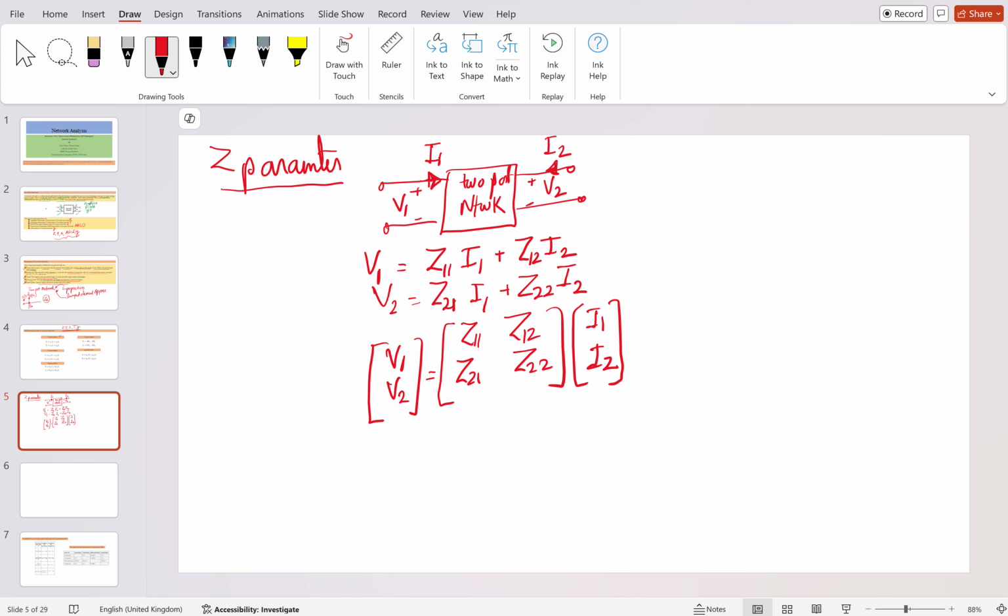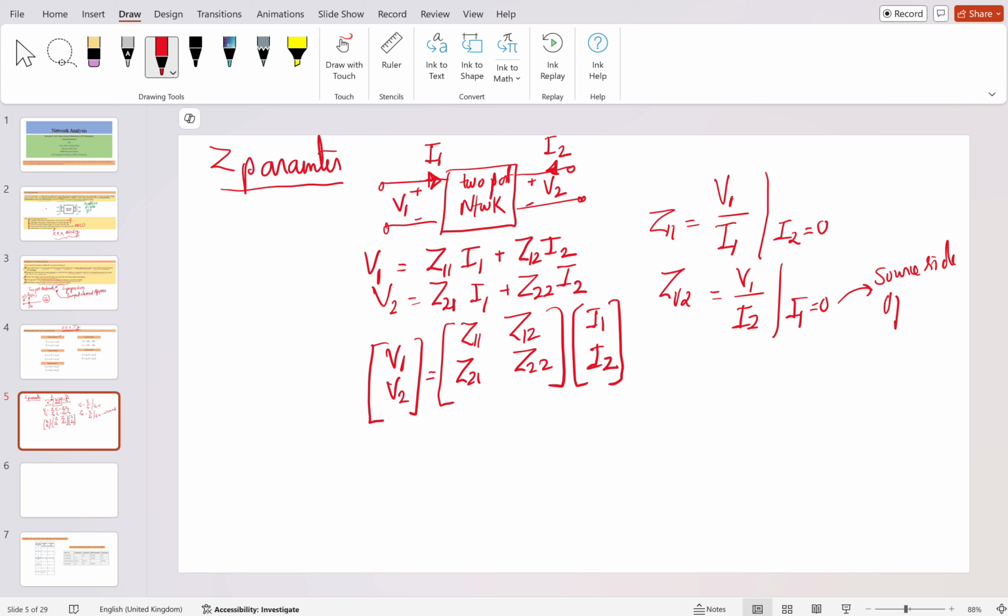What is the meaning of Z11? Z11 basically means the ratio of the input voltage to the input current when the current I2 is equal to 0. Similarly, Z12 will be equal to V1 by I2 when I1 is equal to 0. I1 equal to 0 means the source side is open circuited. When you see I2 is equal to 0, it means the output side is open circuited.